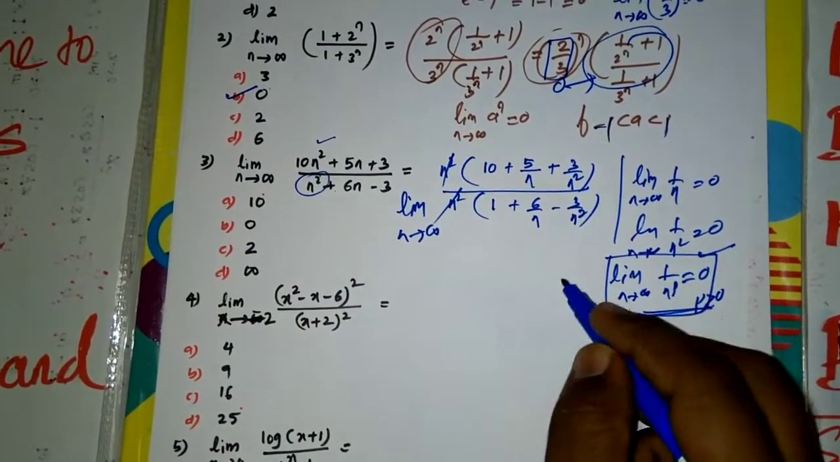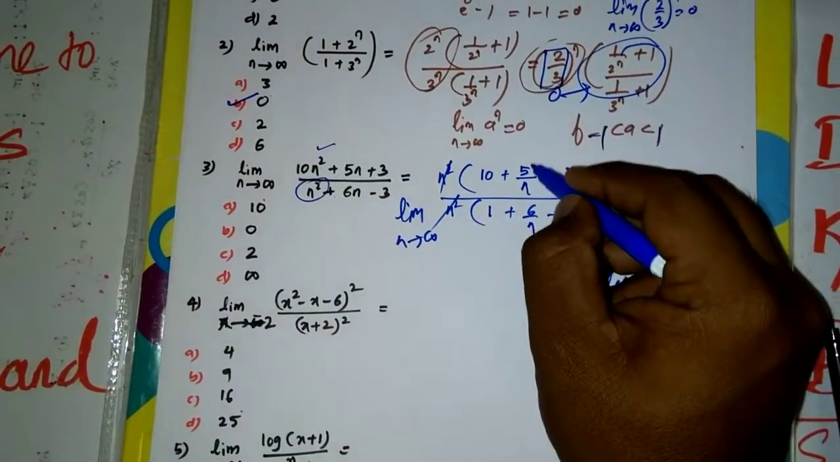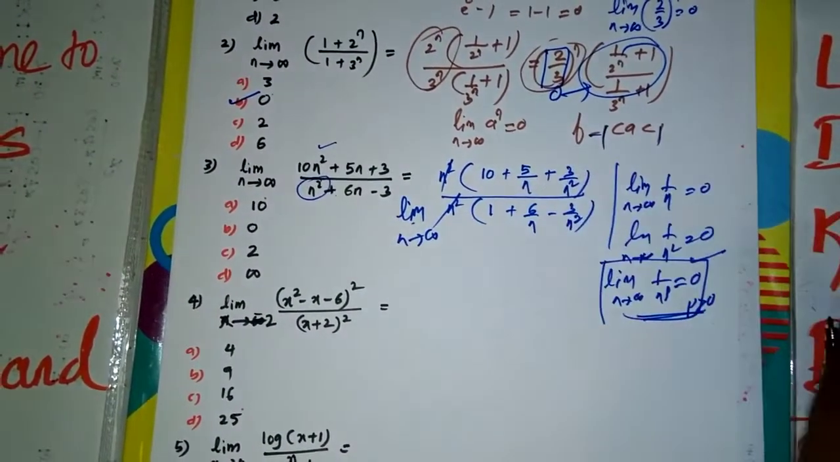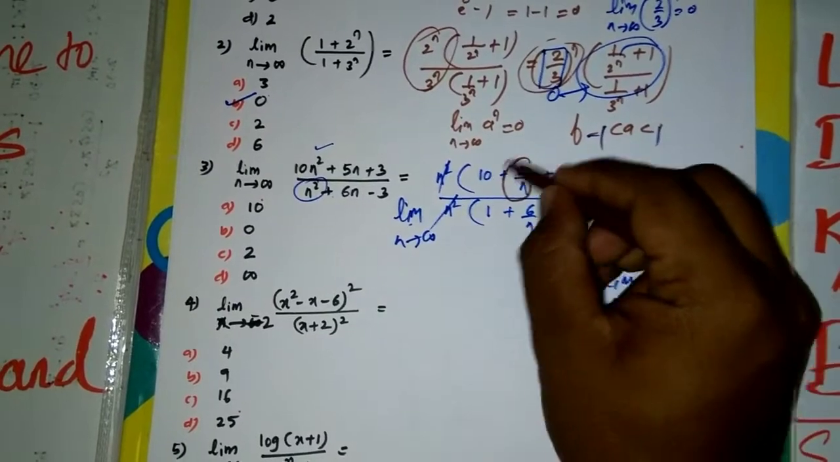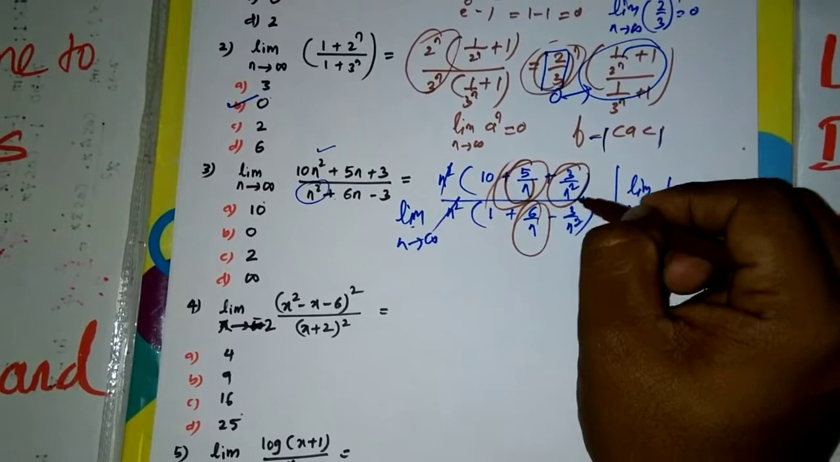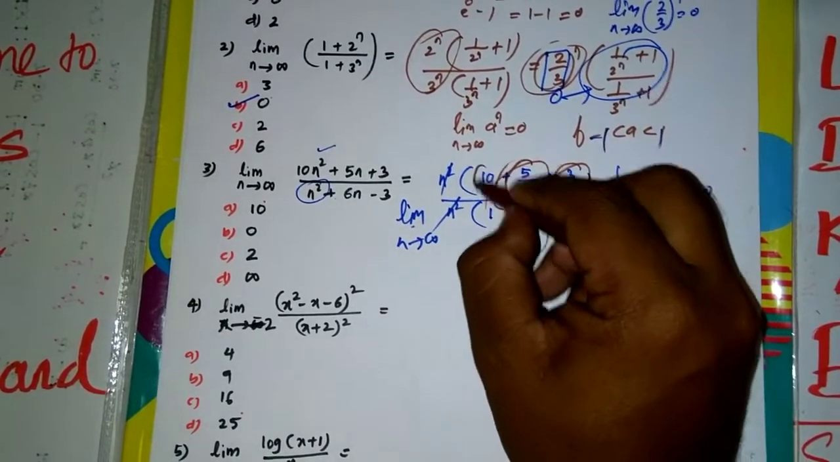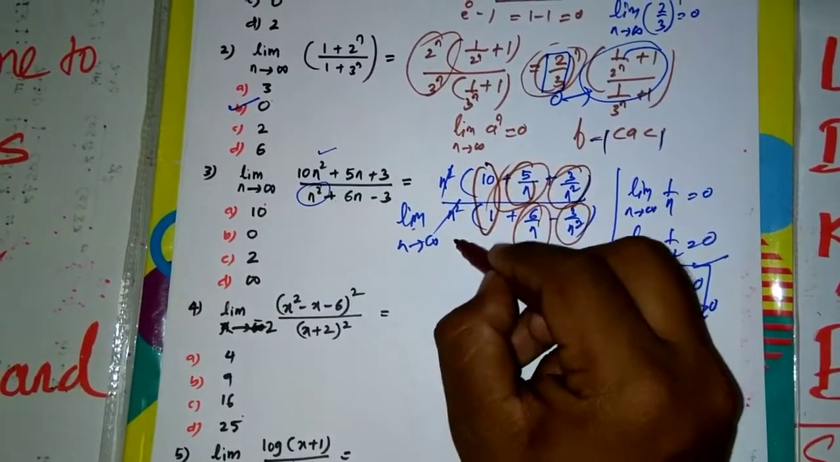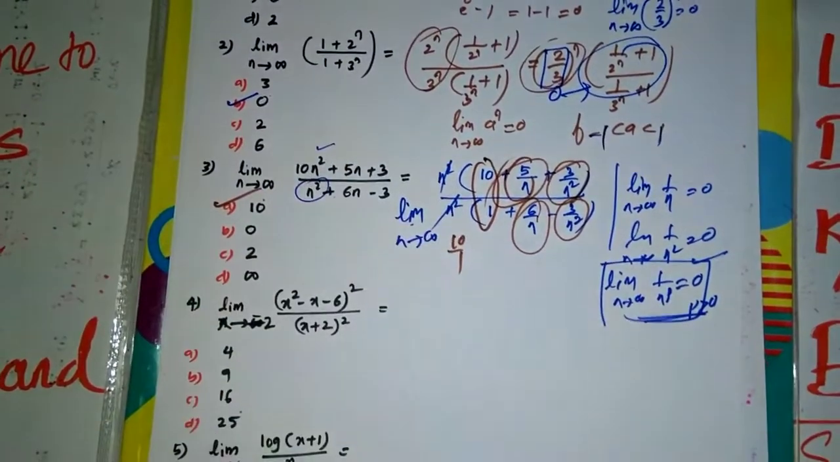So if I apply the limit here, limit n tends to infinity, 5 by n, 1 by n value is also 0, 1 by n square is also 0. So the remaining part is only 10 by 1. 10 by 1 is nothing but 10. Hence option number A is correct here.